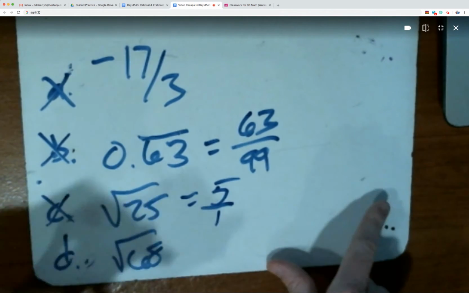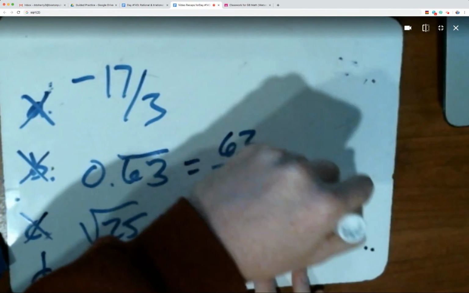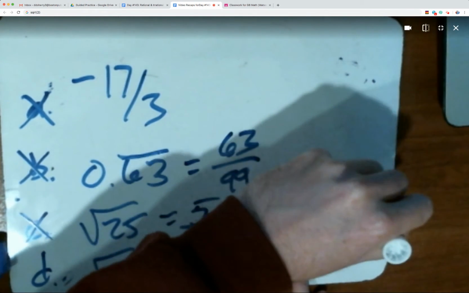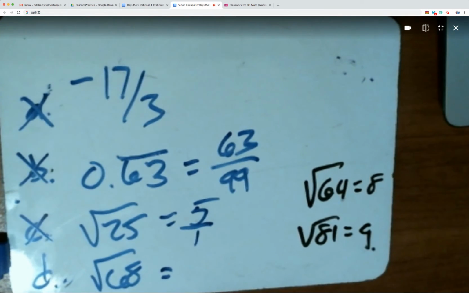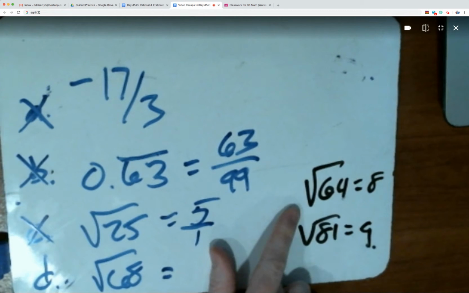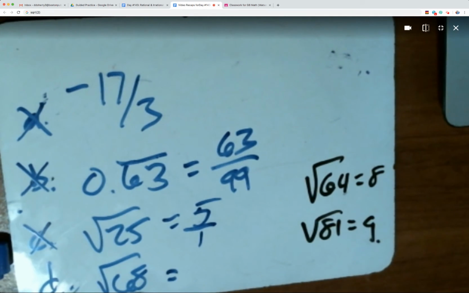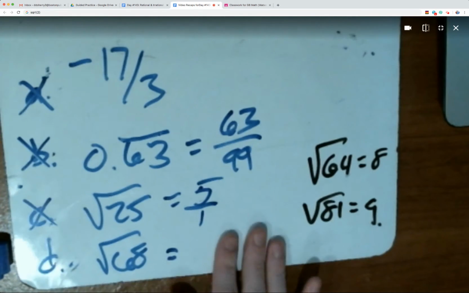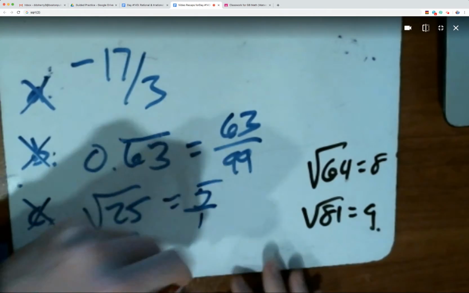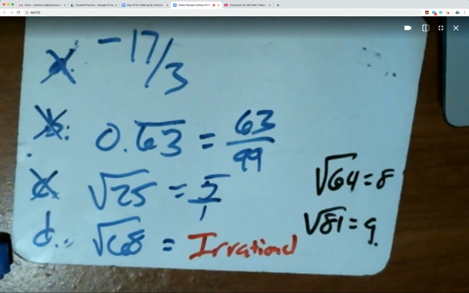But the square root of 68, that's not one of our perfect square roots. If you think about some of our perfect square roots, the square root of 64 is 8, and the square root of 81 is 9. So the square root of 68 falls somewhere between 8 and 9, and all of the square roots between 64 and 81, 68, 69, 70, 71, they're all going to be irrational numbers in here. So that's how I end up recognizing that answer choice D is the irrational number.